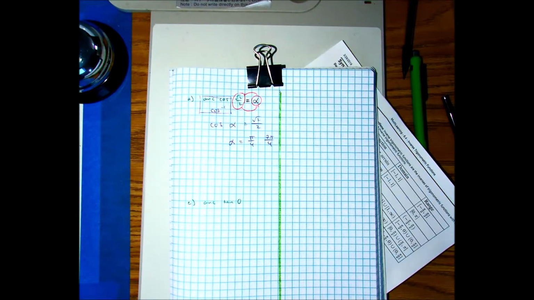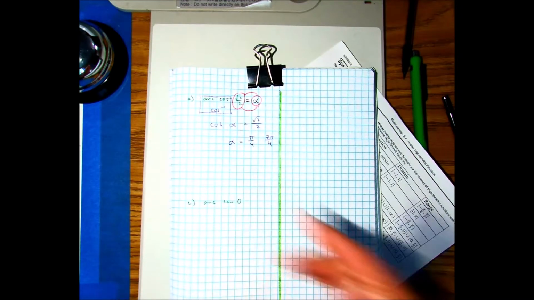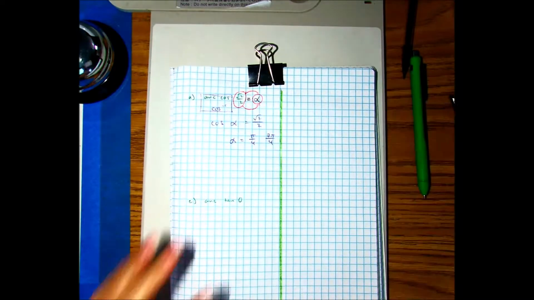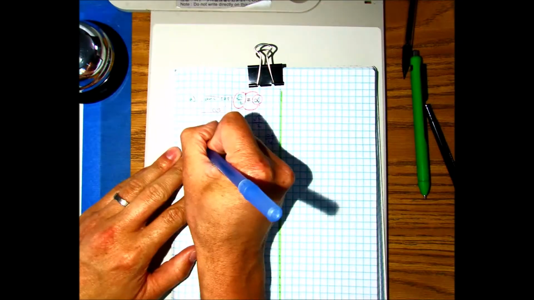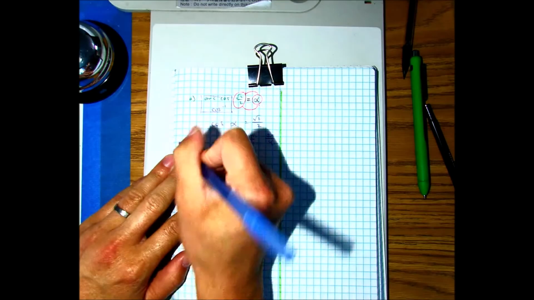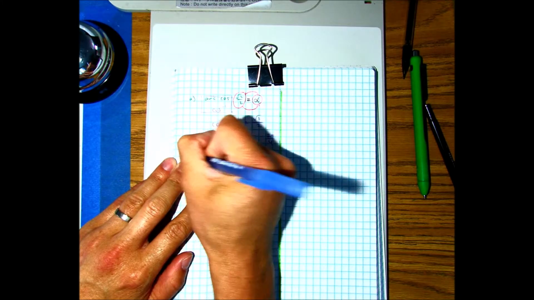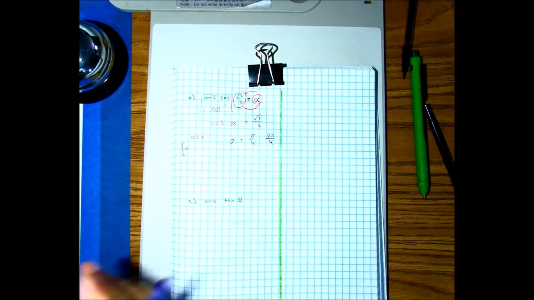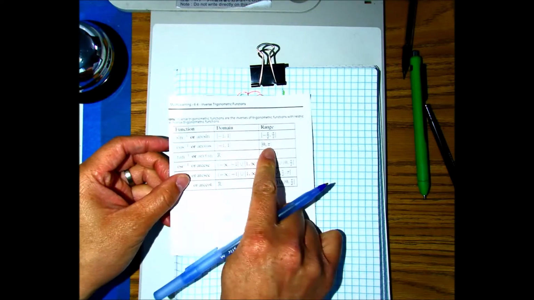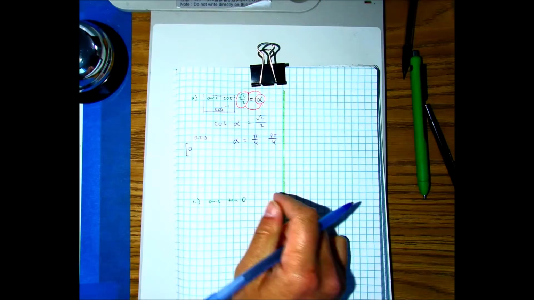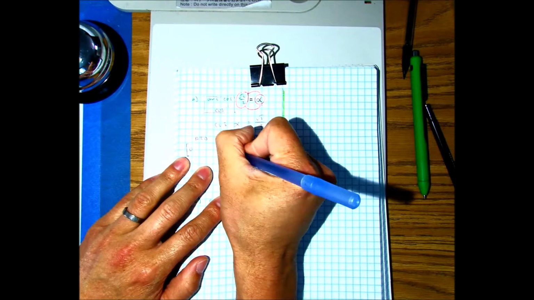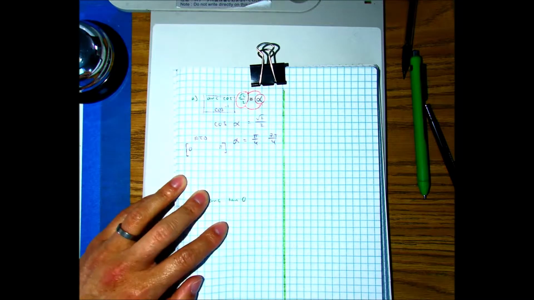Okay, now, because we took the inverse, I need the restrictions for cosine. What is the restricted domain for cosine? 0 to... So if you don't have your chart, 0 to pi. Okay, here's the hard part. Fractions.